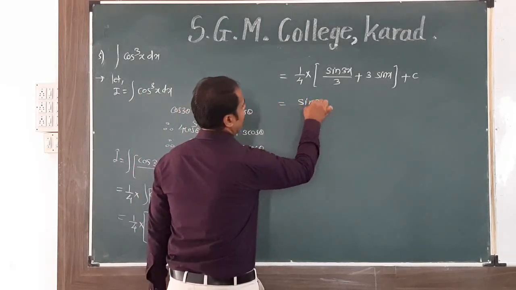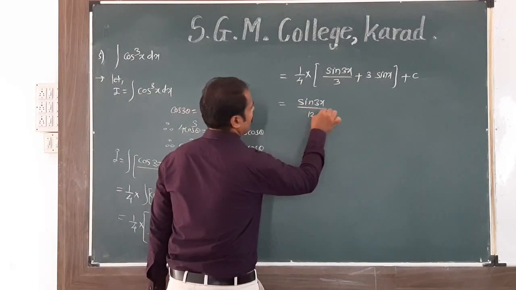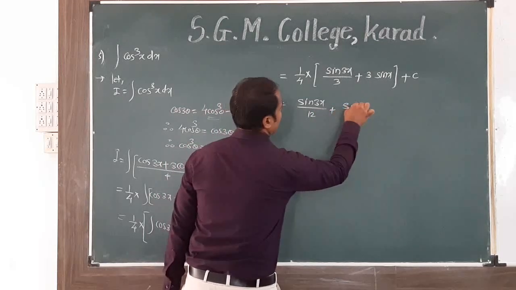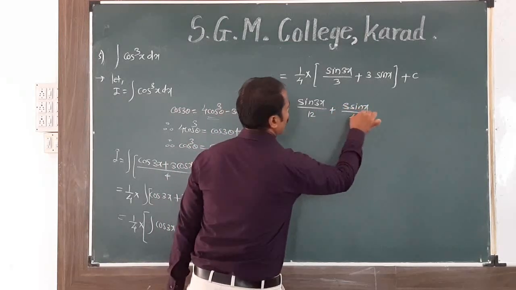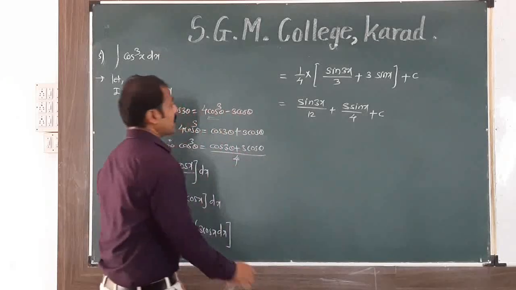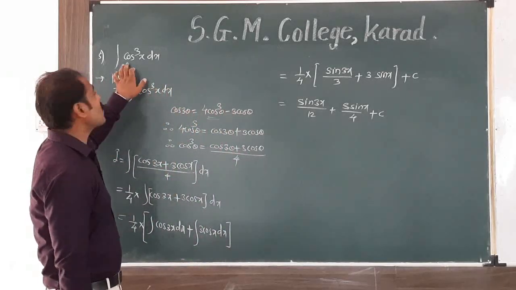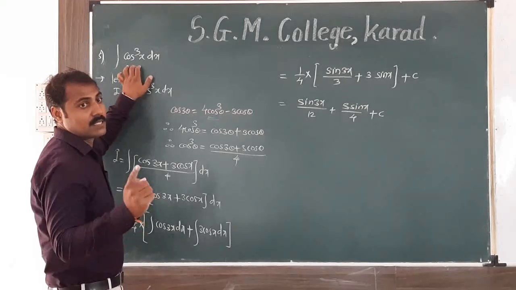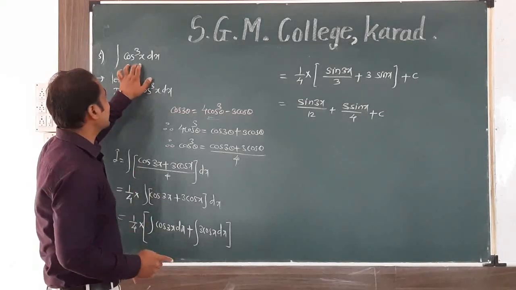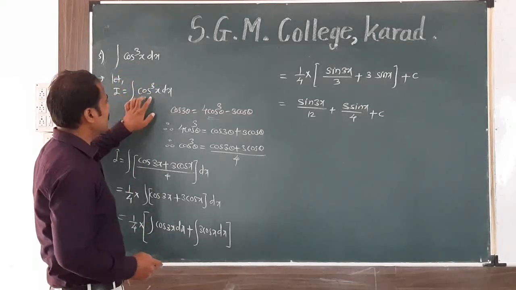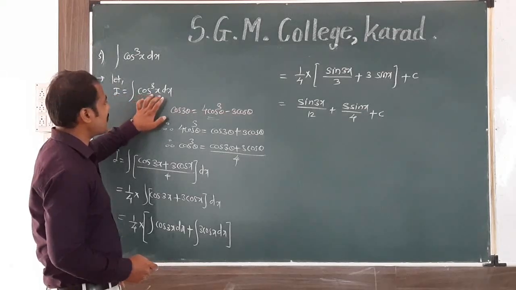Sin 3x divided by 4, 3s are 12, plus 3 sin x divided by 4, plus constant of integration c. Similarly, you can solve the integration for sin cube x dx. Here, let I be equal to integration of sin cube x dx.